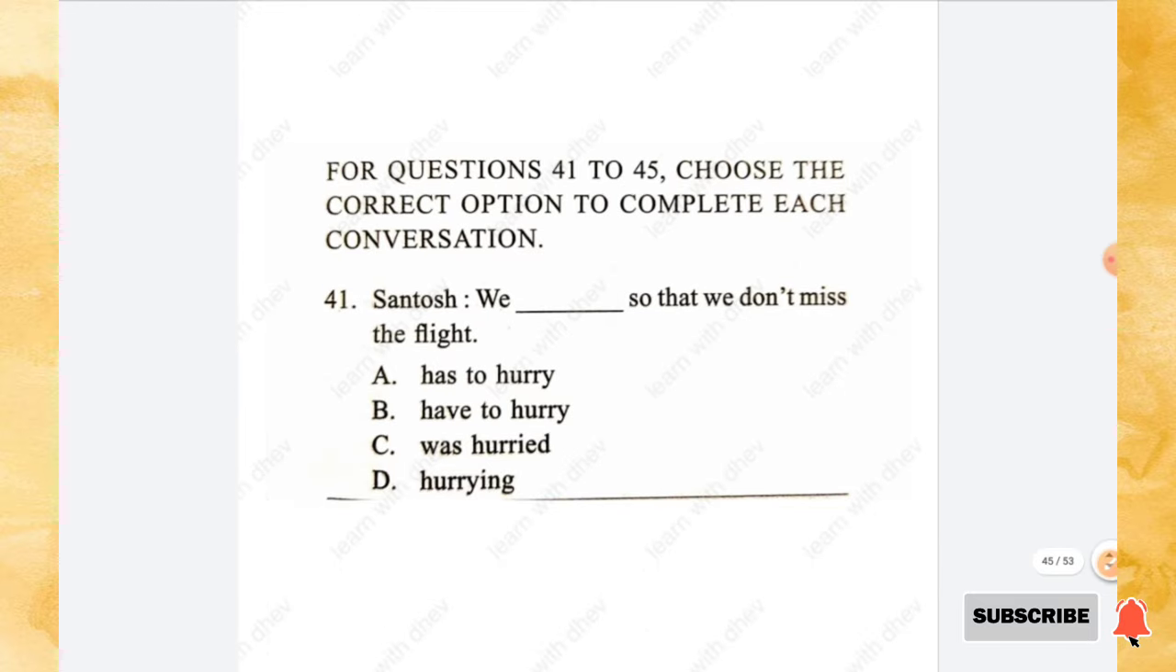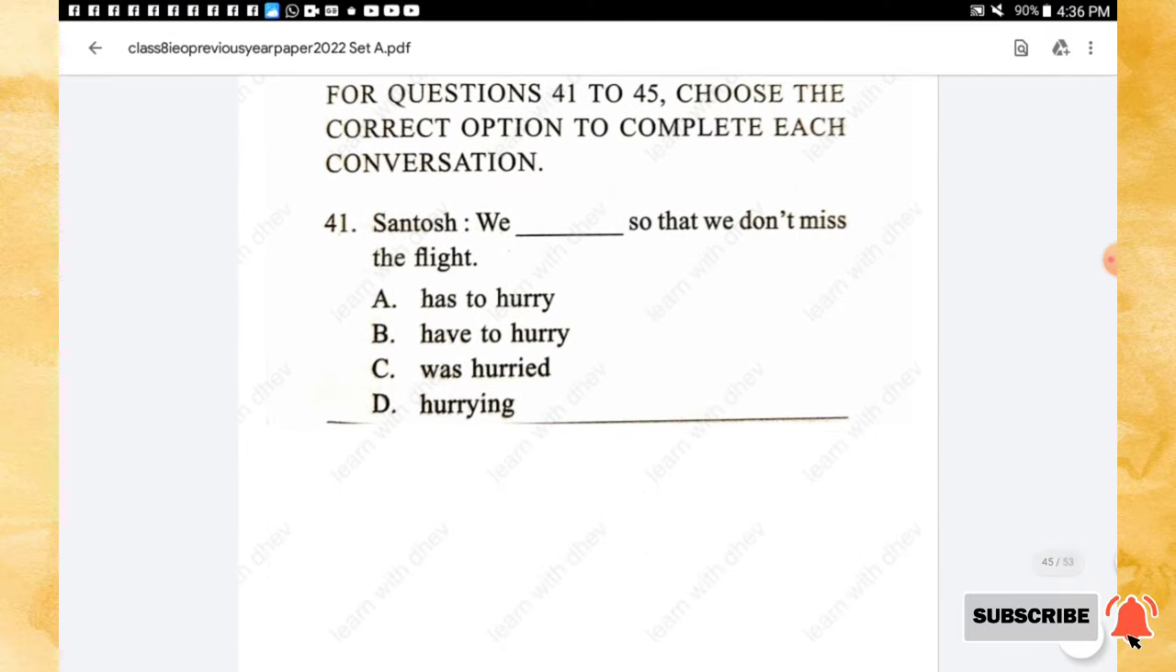Spoken and written expression. For questions 41 to 45, choose the correct option to complete each conversation. Question number 41. Santos: We to be filled up so that we don't miss the flight. Options are has to hurry, have to hurry, was hurried, hurrying. The right answer is option B. We have to hurry so that we do not miss the flight.